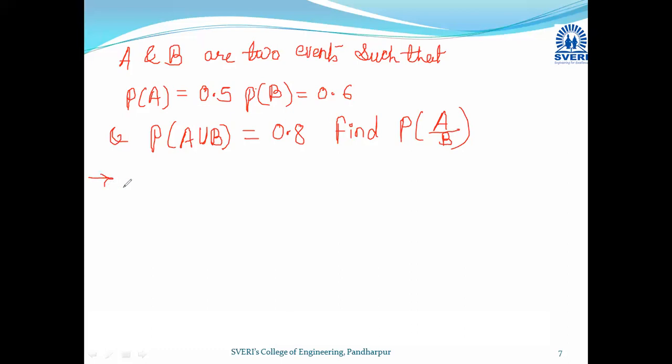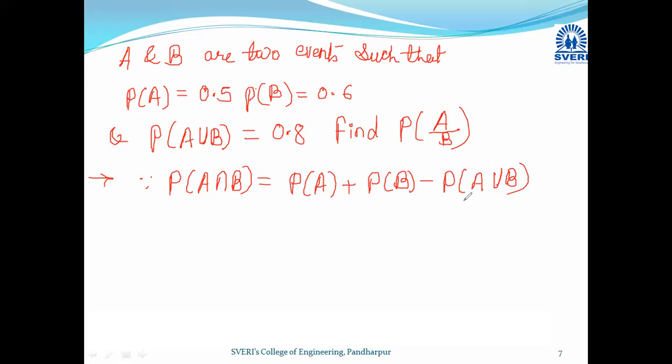So look at this. Since what is given here, P of A intersection B is equal to P of A plus P of B minus P of A union B. Okay, which is equal to 0.5 plus 0.6 minus 0.8, which is equal to 11 minus 8, that is 0.3. It is P of A intersection B.